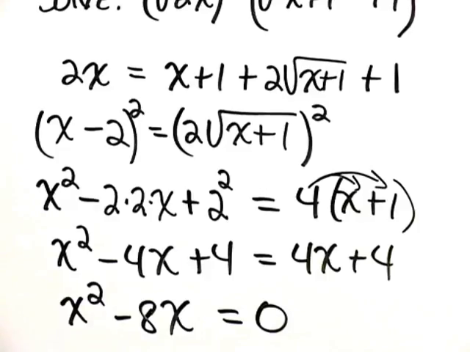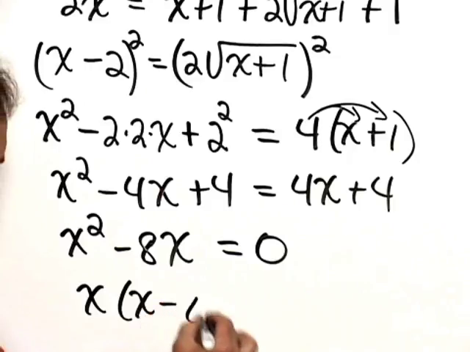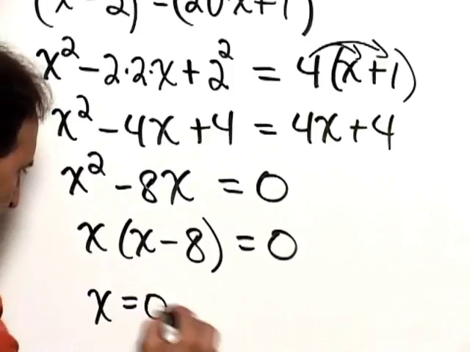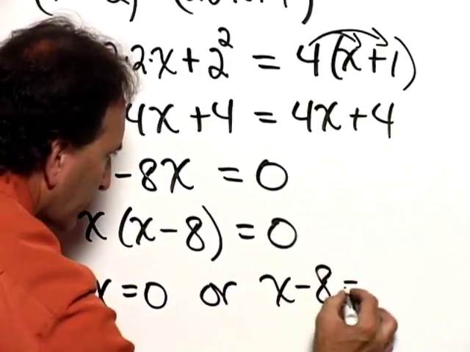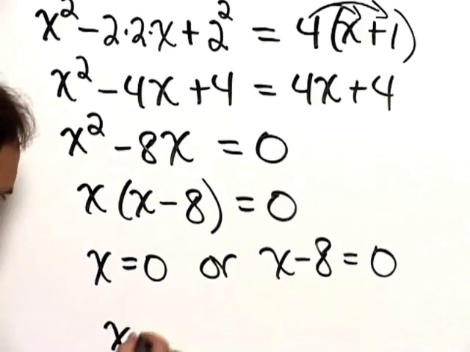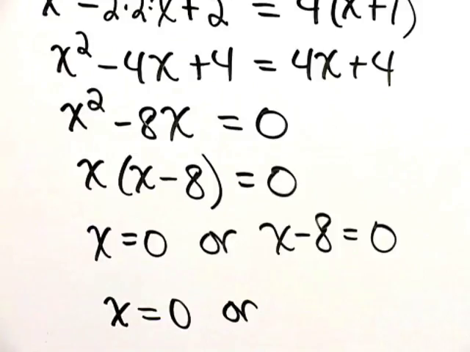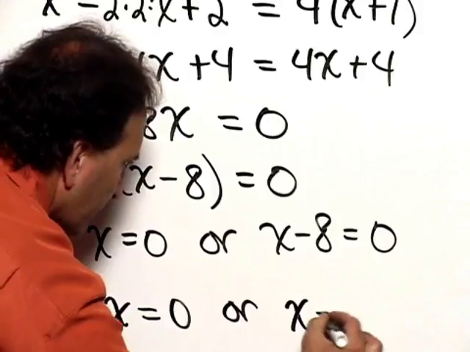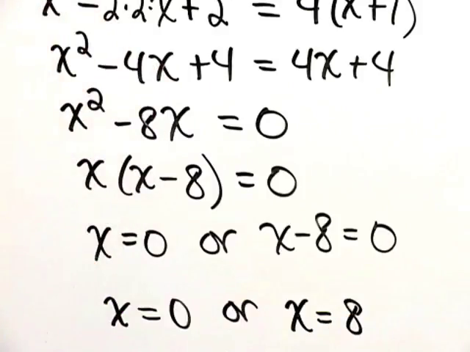Now, we factor the left-hand side, x times x minus 8, and that's equal to 0. And now we use the zero factor property to say x equals 0 or x minus 8 equals 0. This equation is already solved, but let me bring it down one line. So we have x equals 0, or in this equation we add 8 to both sides, giving us the result x equals 8. And now, because it's a radical equation, we need to check both of these answers.